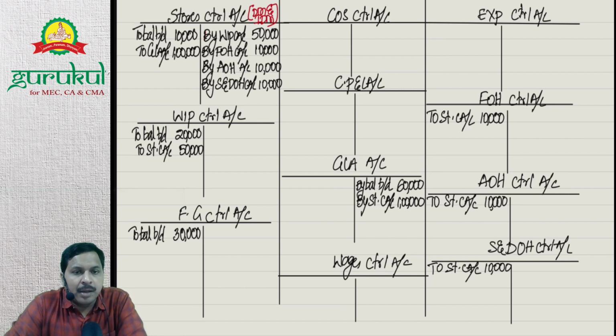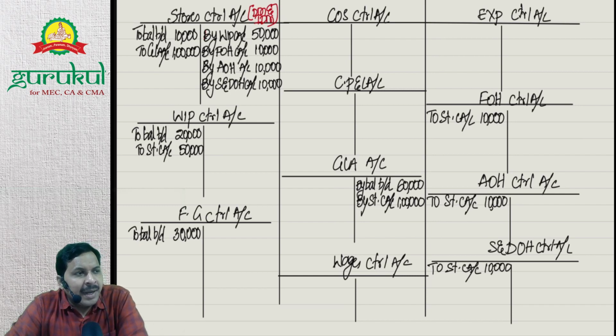So till now we have written how many entries? 5 entries. First entry, raw material purchase entry, stores control account debit to GLA account. Next, raw material issue to production entry, work in progress control account debit to stores control account.